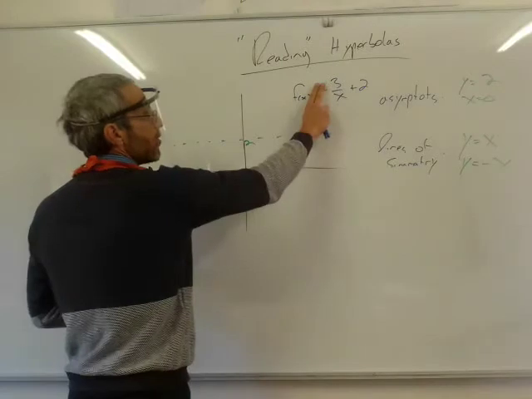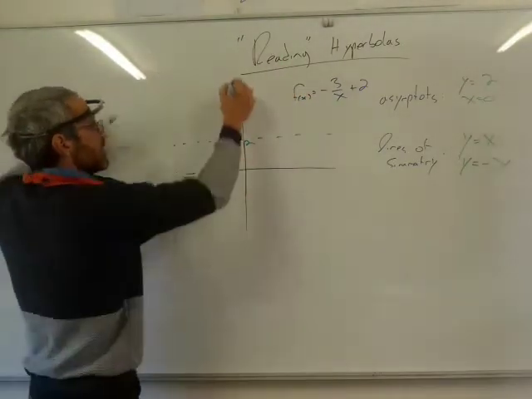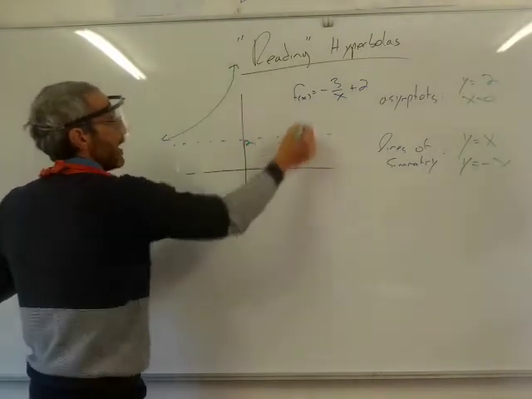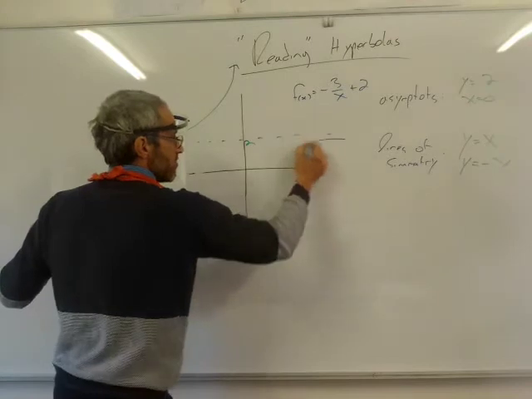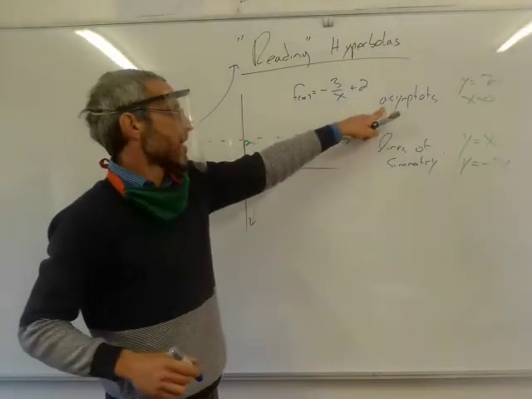Now, if it wasn't for that minus, I would just draw the same thing. But that minus flips everything. So this used to be like that, now it's going to be like this. And this that used to be like that is going to be like that. Okay? So we've got the asymptotes right.